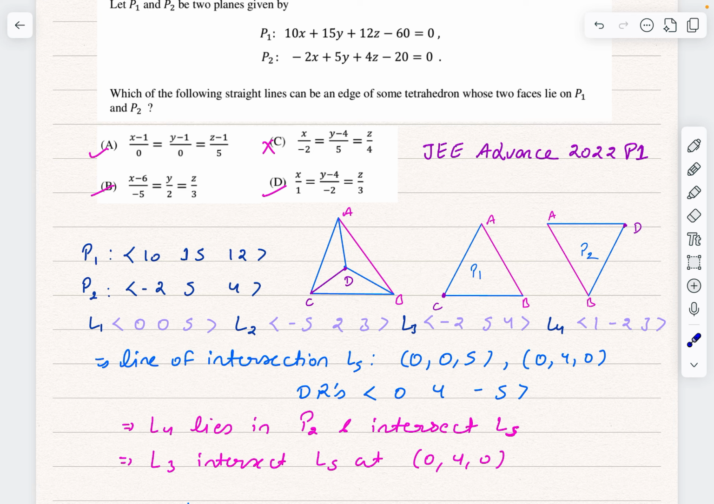Option C, L3 cannot be an edge of the tetrahedron because it does not lie in any of the planes and it is intersecting the edge AB. I hope it is clear, guys.